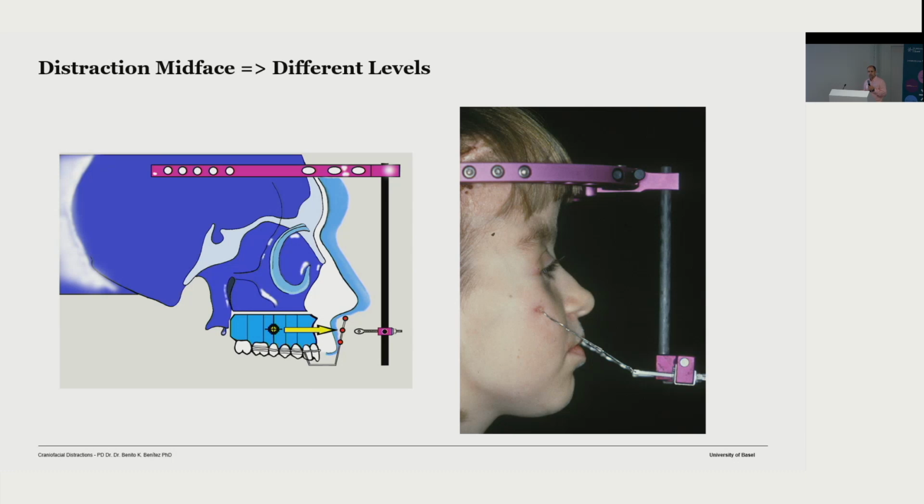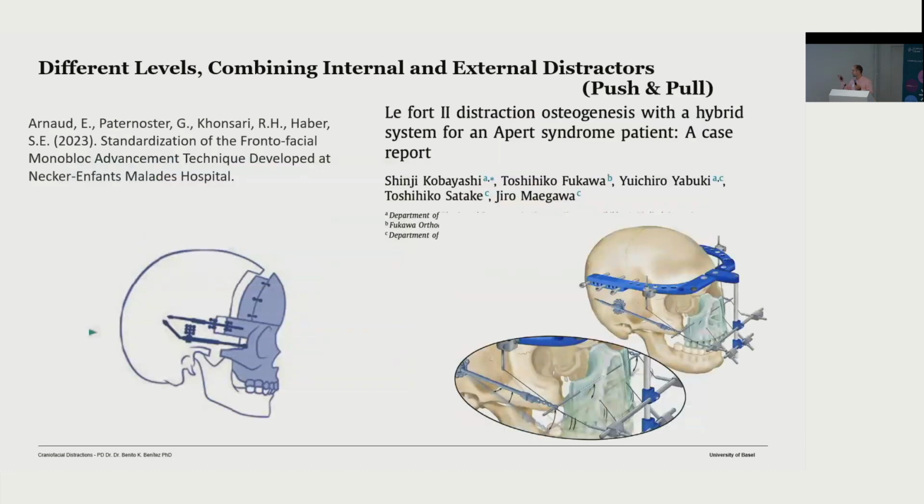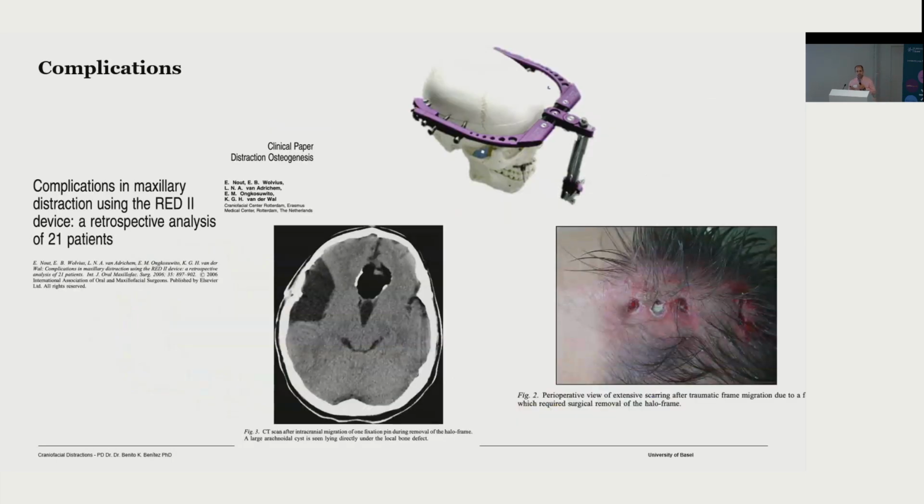And we can use external distractors, as we have seen, but also the ones we have seen with complete internal distractors, or combine external with internal distractors, the one pushing and the other one pulling. So do a combined approach. So different techniques and approaches can be combined here. And why do we have different techniques and might need to go for one or the other?